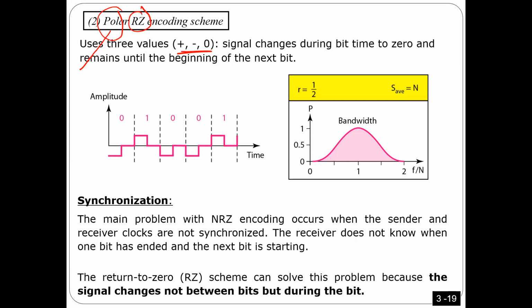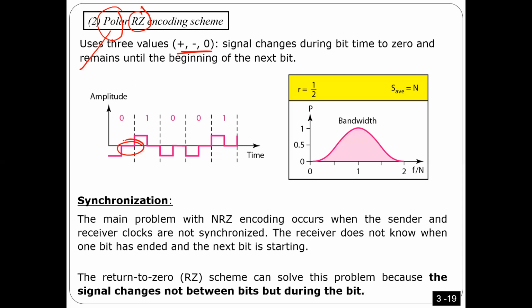But why do you return to 0? And what is the cost for that? Returning to 0 is good for synchronization. Because if I lose synchronization, when you transmit a signal, I expect to see positive or negative and then 0. Here negative, 0, positive, 0, negative, 0, negative, 0, and so on. So I'm always expecting to see positive or negative, and then 0.